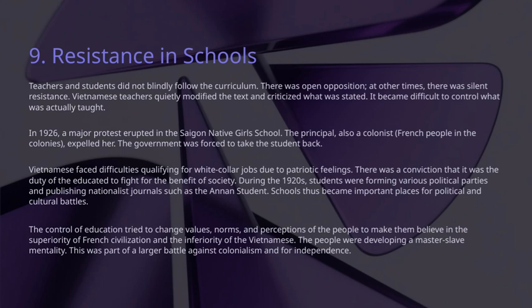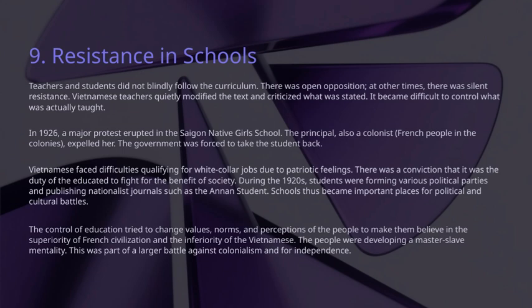Schools, therefore, transformed into battlegrounds, not just educational institutions, but places where political and cultural struggles played out. A notable example is the protest at the Saigon Native Girls' School in 1926. The principal, who was a colonist herself, expelled students in an attempt to suppress their activism. But the government was ultimately forced to reinstate those students, showing how strong the resistance was.